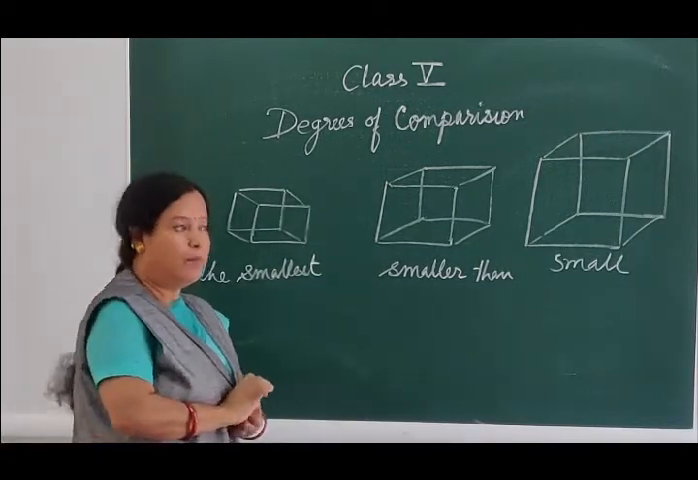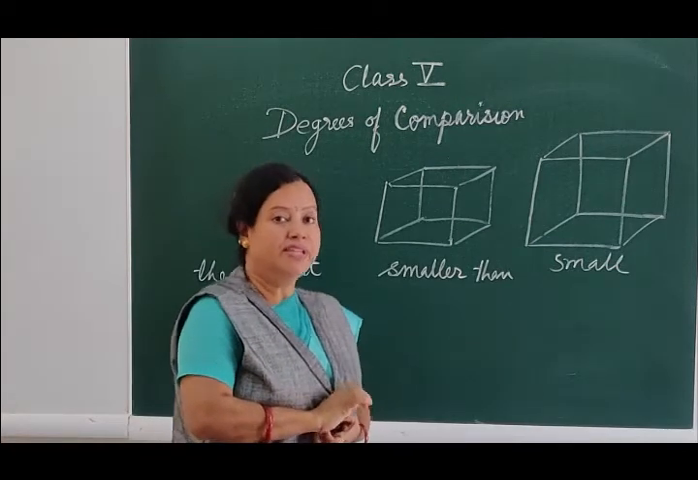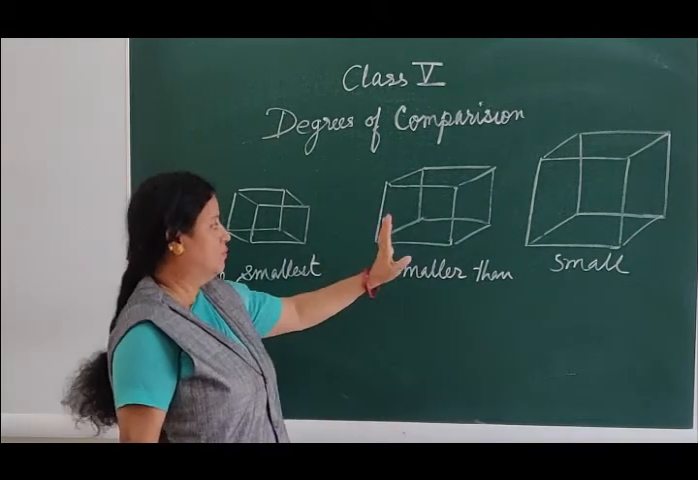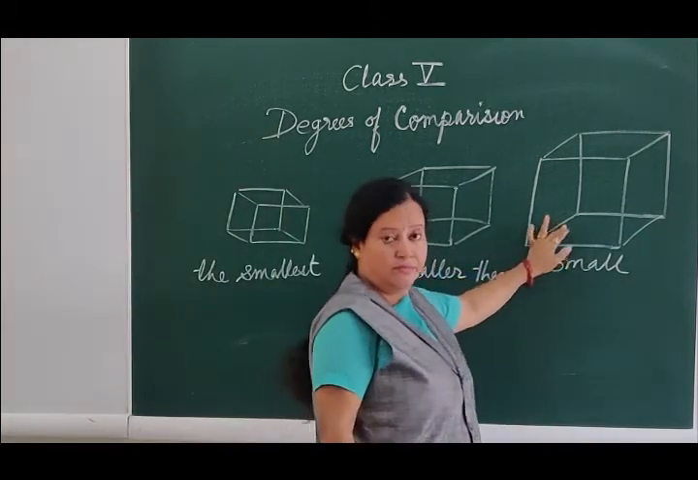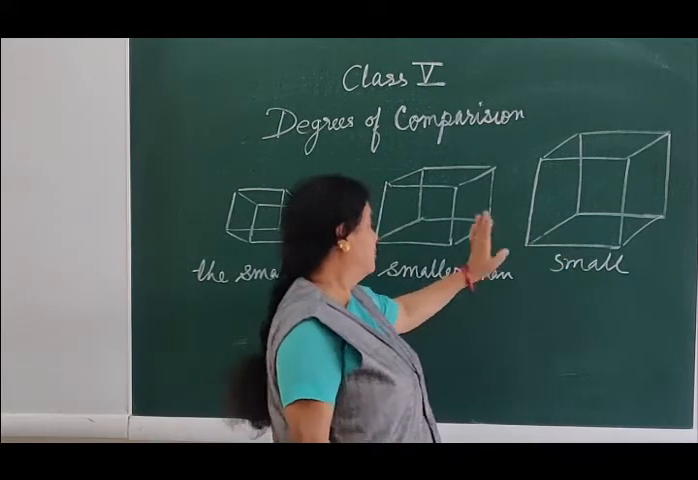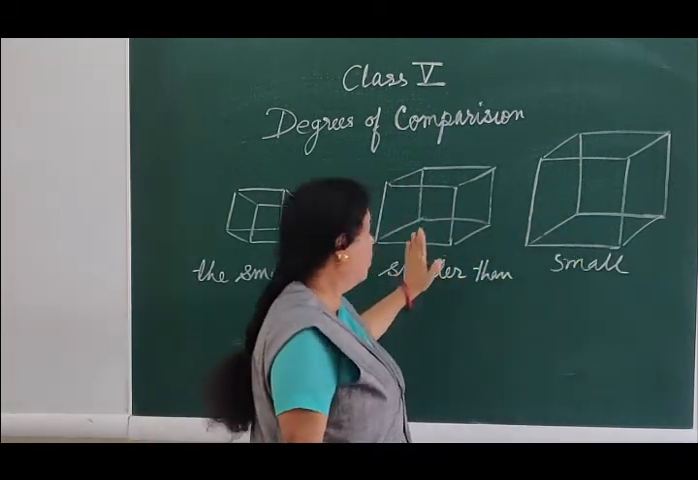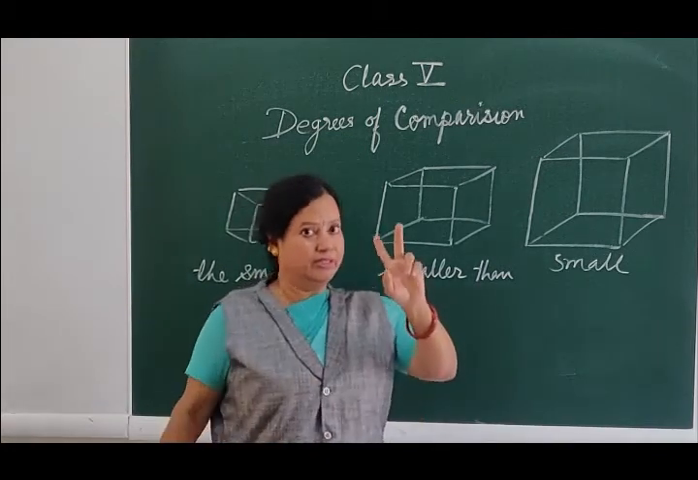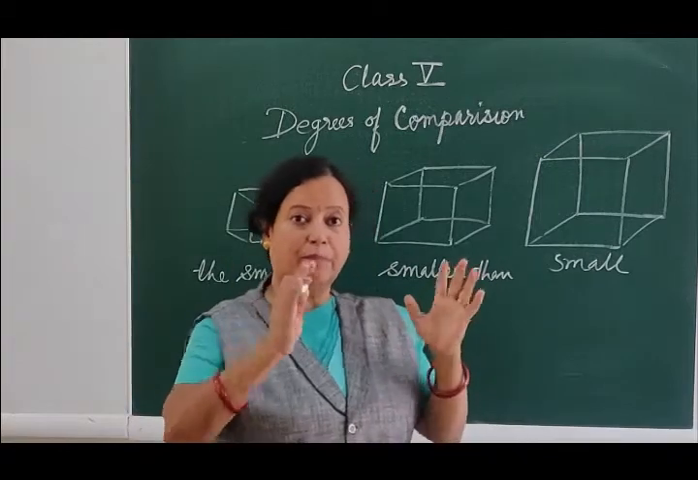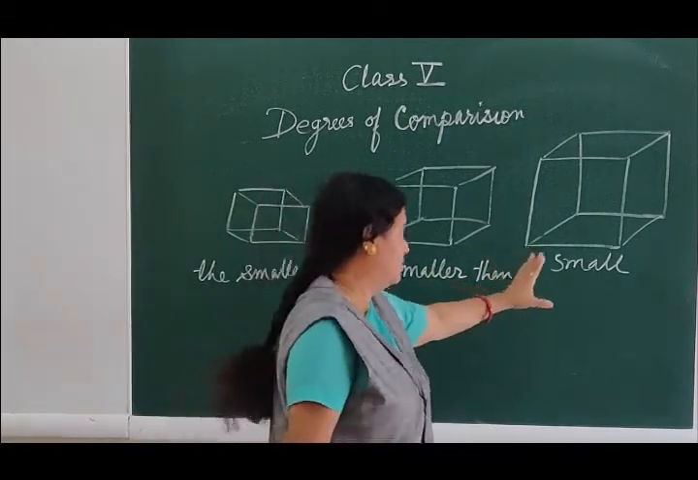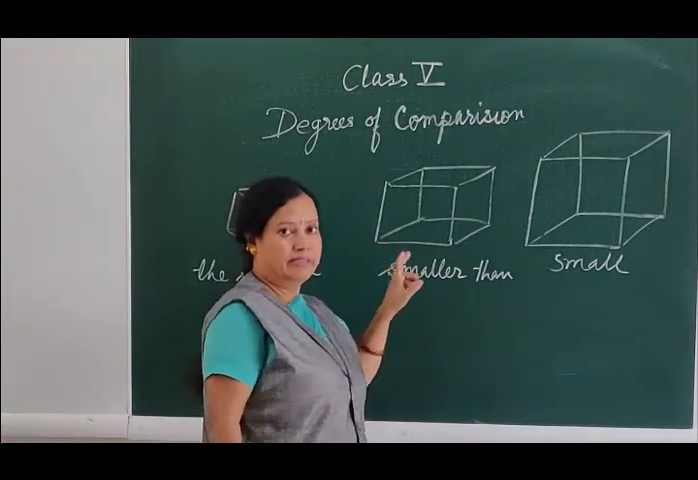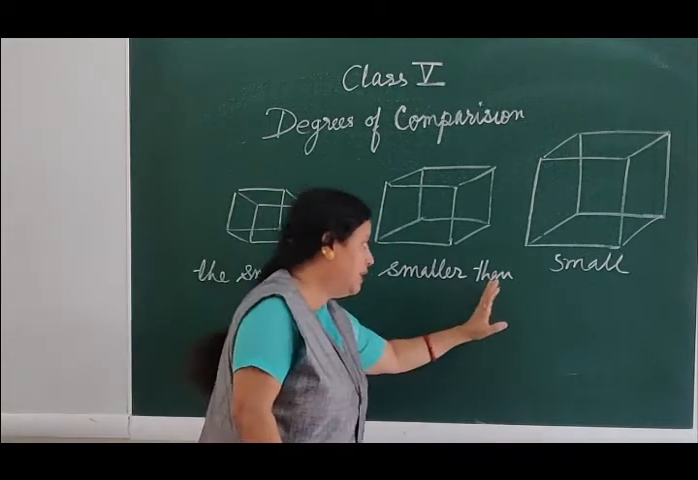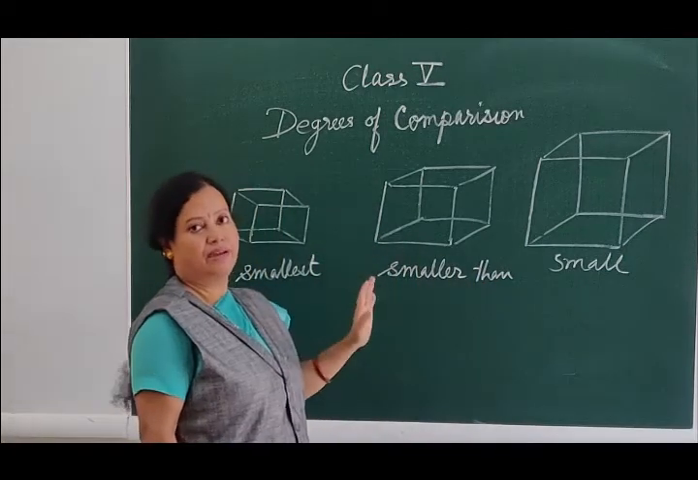Understood? When we compare the qualities, then we compare in this way. So first one is small. This is adjective small. Okay. Now second one, this one is smaller than this one. So how to compare two things? When two things are there, three things are there, then we have to compare in this way. Understood? First one is small, second one is smaller than this. So what we will use? Smaller than. We have to put than when we compare it with something.